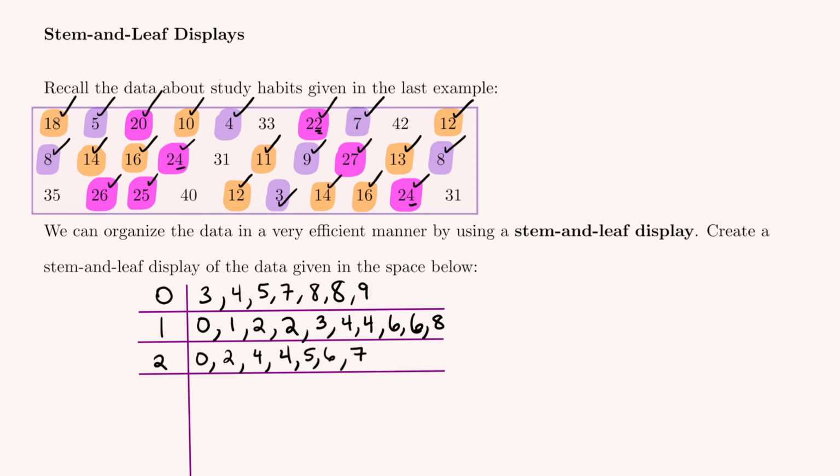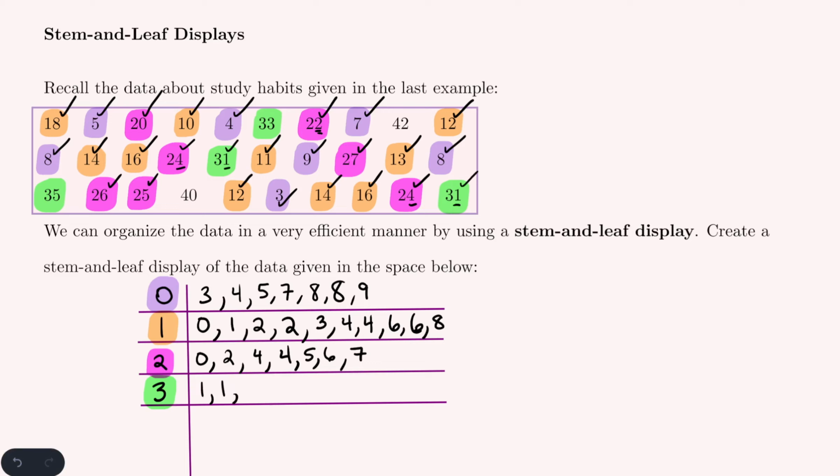Next, let's include those 2-digit numbers that start with a 3. We have two 31s, so we record the 1 in the 3 row twice. Then we have a 33, and then we have a 35.